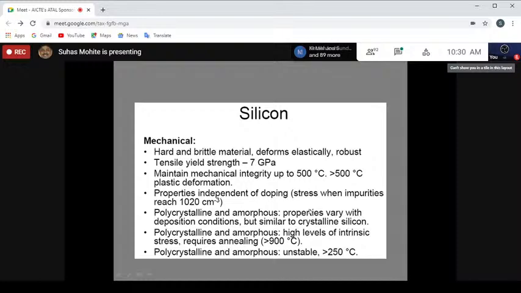In 1984, I suppose Peterson published a paper titled "Silicon as MEMS Material." Now then, obviously we have to take a look at the material properties. It has a tensile strength of 7 GPa. It can maintain mechanical integrity at pretty high temperature. Its electronic properties are independent of doping, because it is a semiconductor, it was preferred.